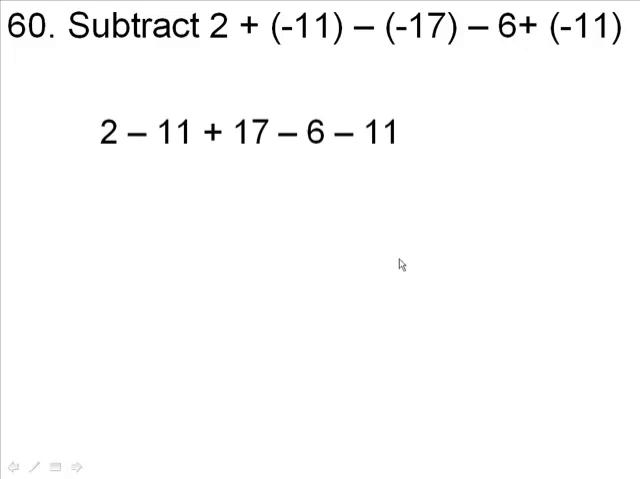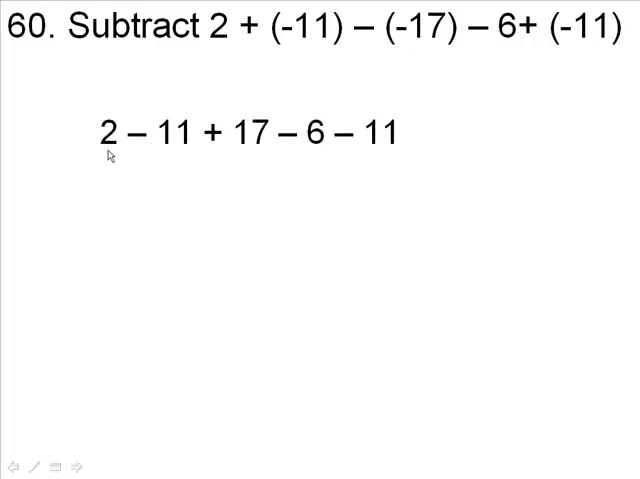Okay? So the only one that really changes is when we have the opposite of the opposite, the opposite of the negative. This is the only time when we had two negatives put together here, if you want to think about it like that. But I prefer to think the opposite of the negative. Now, let's take our 2 minus 11 plus 17 minus 6 minus 11.